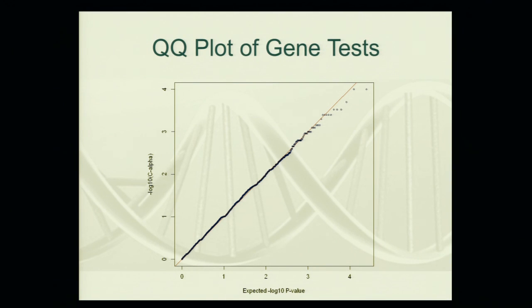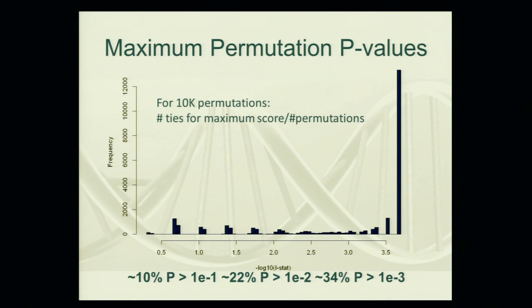Not very exciting, nicely following x equals y. So we've got our expected p-value and our observed minus log 10 p-value. No screaming signals, and that's, I would say, the general response from looking at 1,000 cases and 1,000 controls of autism at this point in time.